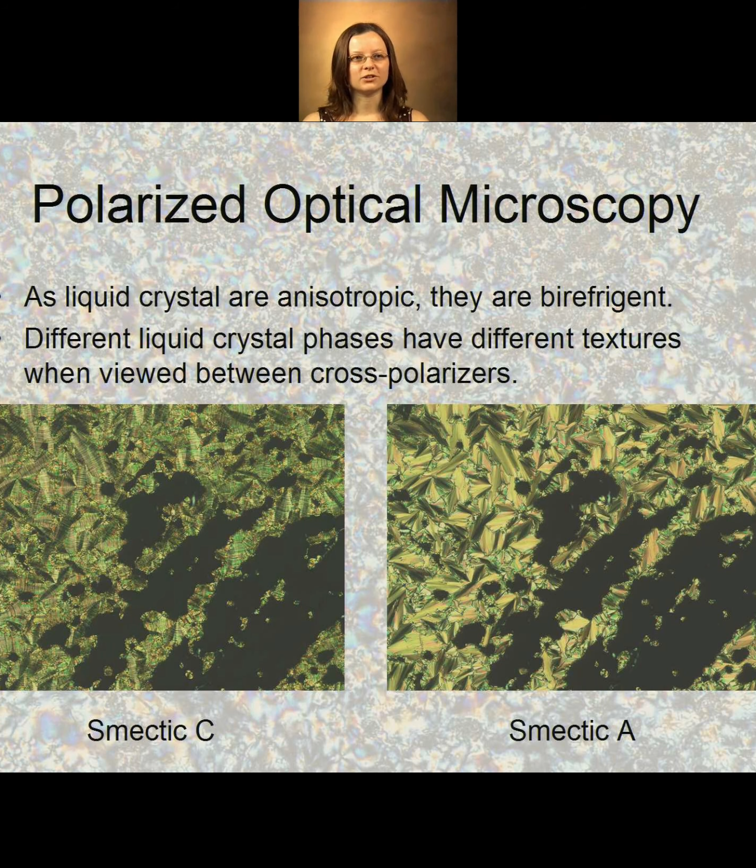What we see depends on the ordering that the molecules have, and so different liquid crystal phases will have different textures. For example, the smectic A and smectic C phases both have a fan texture. However, in the smectic C phase, these fans are broken up by many little lines, while the smectic A phase is much smoother.